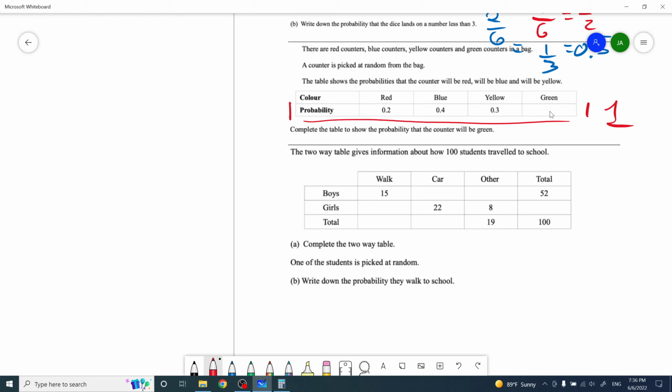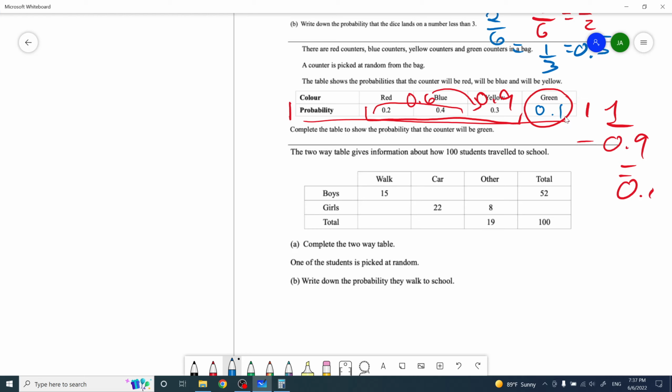So whatever we're missing, in other words here, the probability of it being green, plus the probability of it not being green should always add up to 1. So what is the probability of it not being green? Here, if we add all these up, 0.2 plus 0.4 is 0.6, 0.6 plus 0.3 is 0.9, and so if we take 1 minus 0.9, we are going to get 0.1. So the missing probability here is 0.1. There's a 0.1 probability that the counter will be green. We could say that this will be 10% or 1/10. However, since it's written as a decimal, we're going to leave it in decimal form.